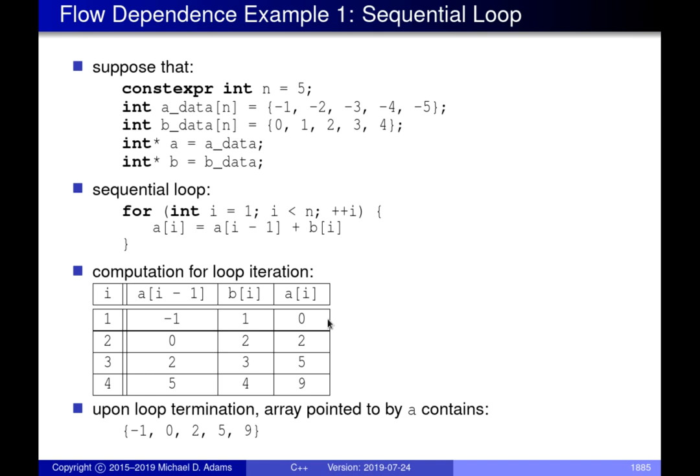And we can walk through the rest of the loop as well if we want. The values that we'll end up computing are 2, 5, and 9. So when all is said and done, this array A is going to have the values 0, 2, 5, 9 written in the later elements, the ones that we're updating.